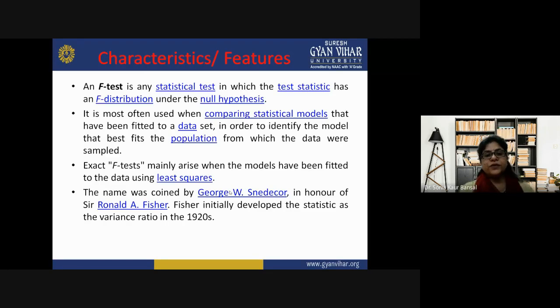Now, again, we are going to see some characteristics or features of F-test. An F-test is any statistical test in which, students, the test statistic has an F distribution under the null hypothesis. The researcher chooses the null hypothesis, where he or she decides that there is no significant difference between the two or three groups. It is most often used when comparing statistical models that have been fitted to a data set in order to identify the model that best fits the population from which the data were sampled.